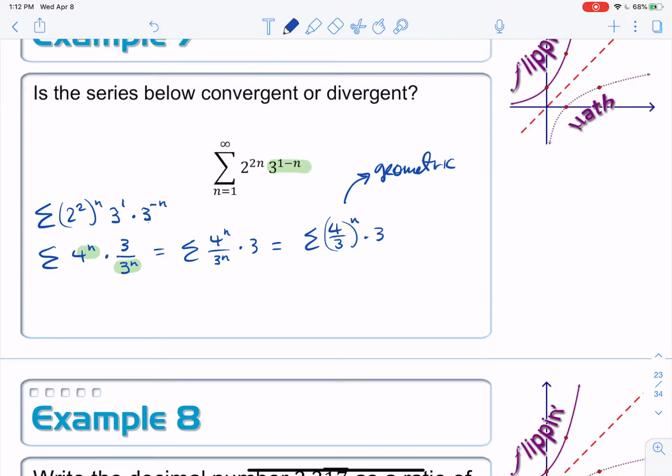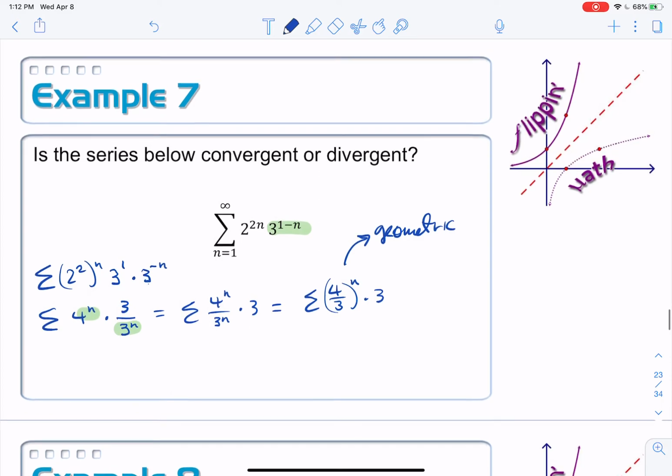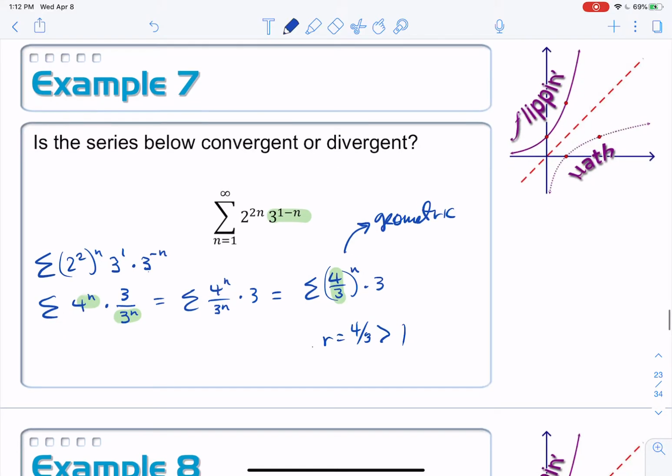which is super handy because I just need to look at the common ratio here and determine whether or not the thing converges. My common ratio here is 4/3. And 4/3 is definitely bigger than 1. What does that mean? That means that no matter what, the sum of this is going to diverge.